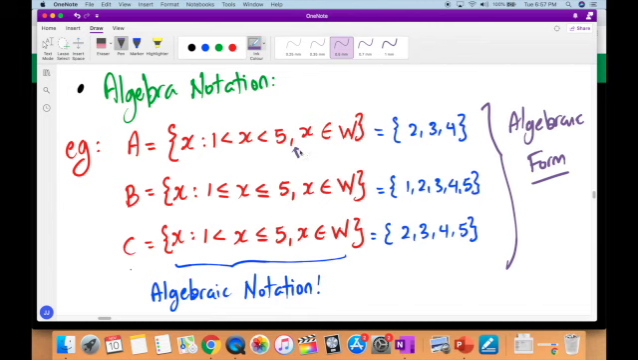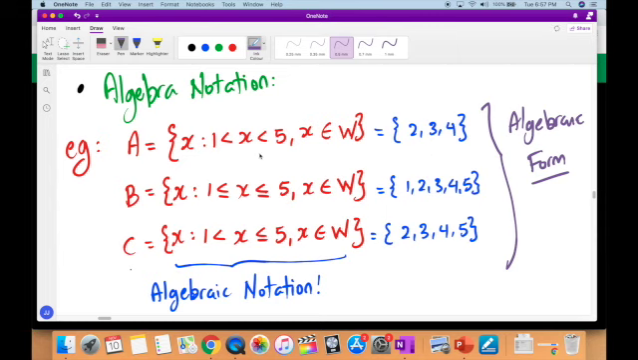Where X is an element of whole numbers. So they're telling you, X is an element of whole numbers or maybe even natural numbers, but it is not rational or irrational. So you do not have to include 2.5 and all of that kind of thing. Just keep it to whole numbers.